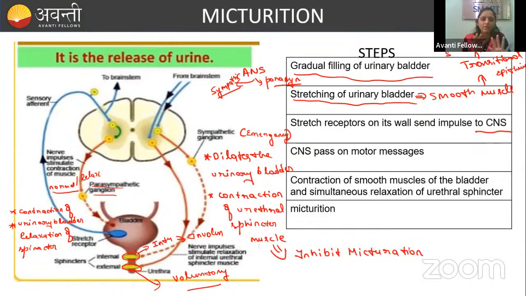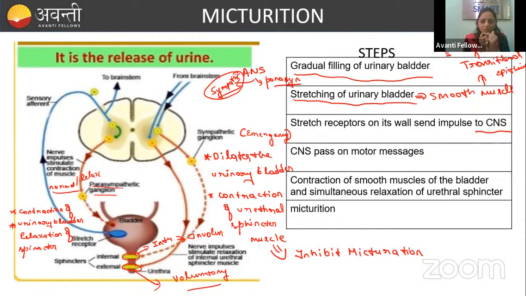So here, the micturition process is going to be inhibited at that time, right? Remember, guys, during the inhibition or stopping of the micturition process, the sympathetic nervous system, the sympathetic ganglion, is going to work. The sympathetic ganglion is going to carry the information. Here it will dilate the urinary bladder.